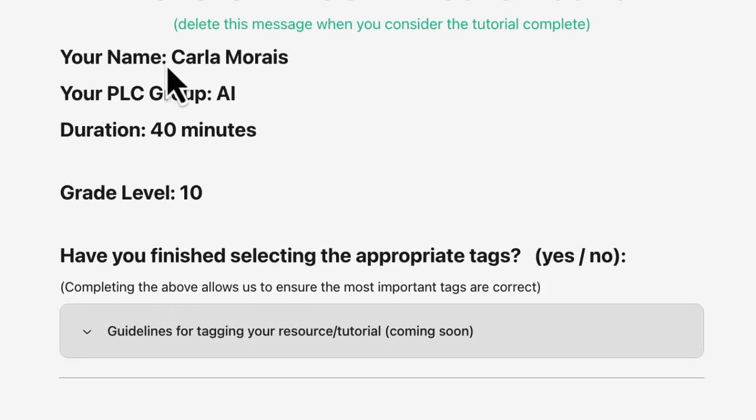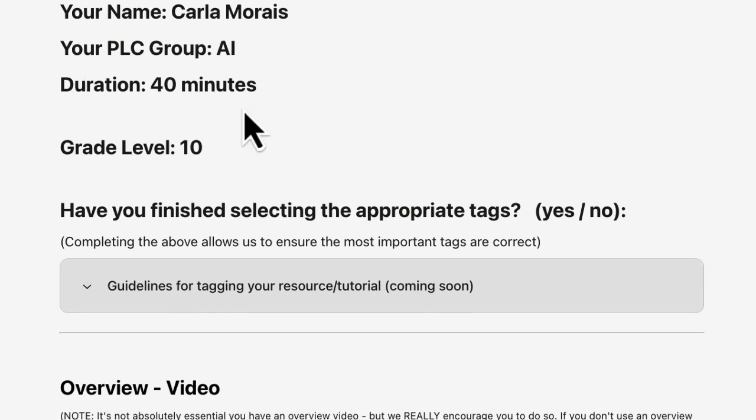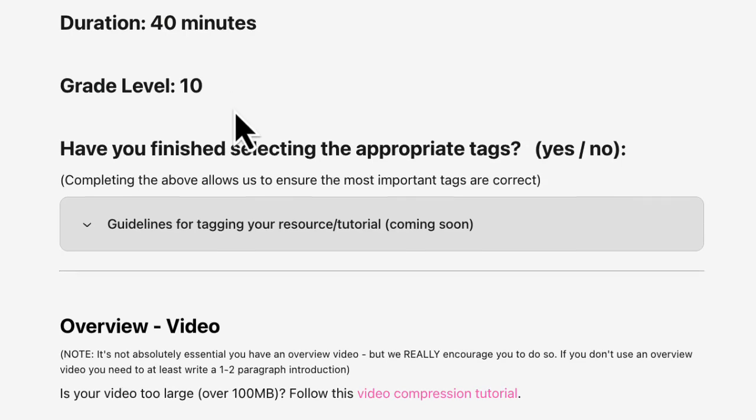So name, PLC group, AI, yep. Duration 40 minutes. I've deleted the thing underneath here because we don't need the other notes. That's either a full lesson or part lesson, but 40 minutes is good. Grade level 10. All right.